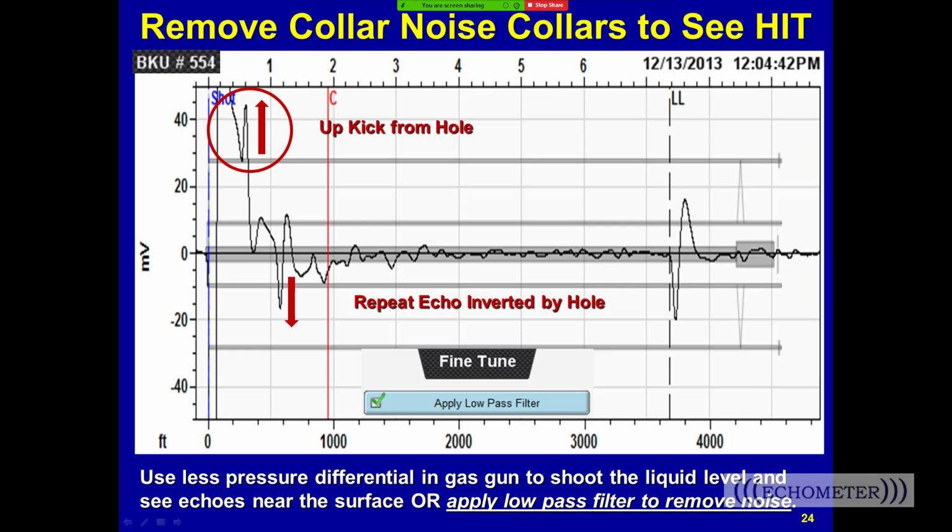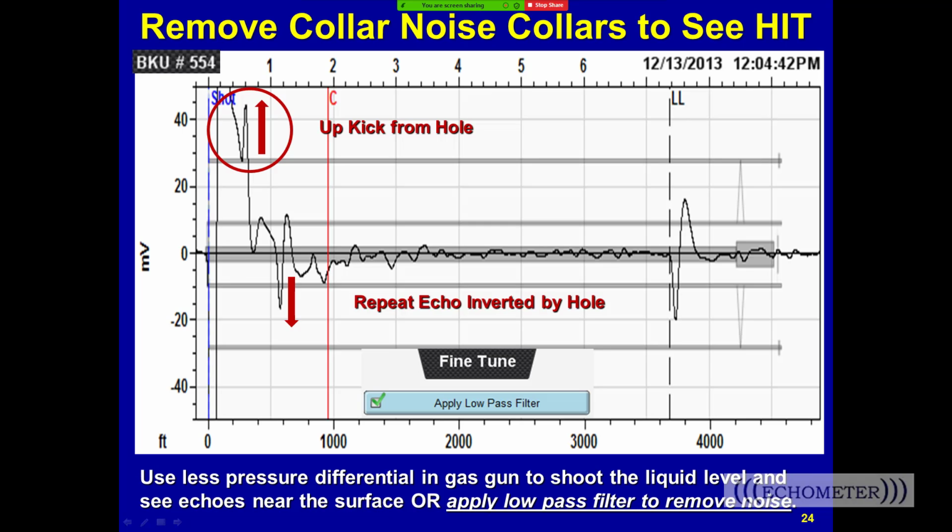If the fluid level is less than 5,000 feet and the well is quiet and it's not pumping and the pressure is fairly high, maybe 25 psi would be enough differential pressure to make a very good kick. When the fluid level is near the surface, if you put too much energy in your shot, you just get a lot of noise. So high fluid levels use less pressure, deep fluid levels use more pressure. If you don't see a good echo, put in more pressure. If you think the fluid level is high, put in less pressure.